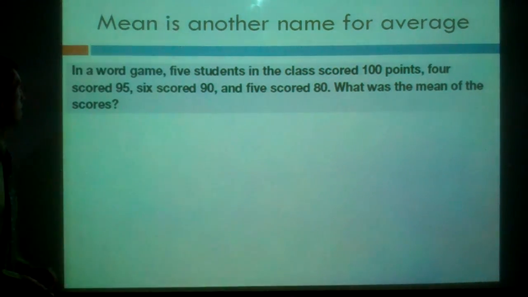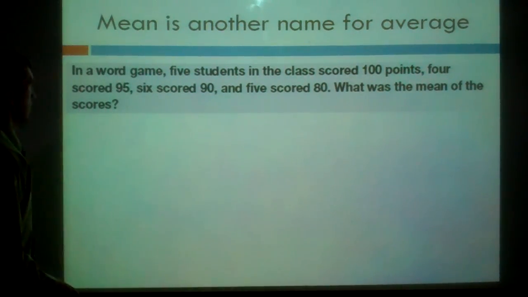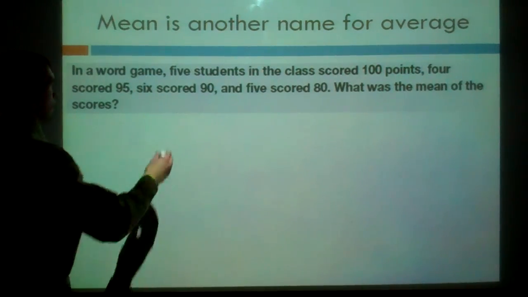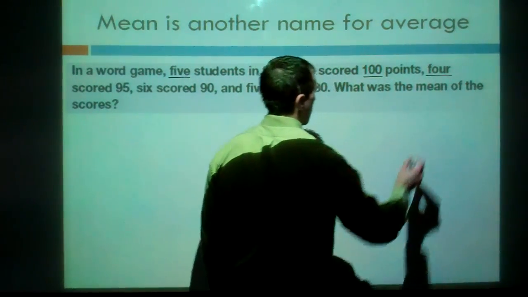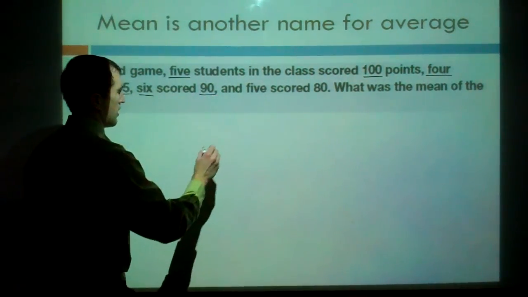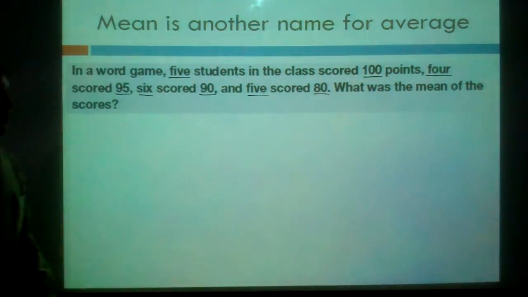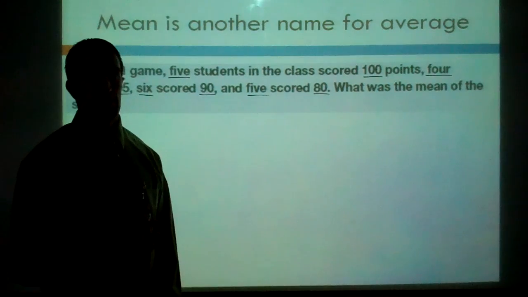They're the same thing. Alright, so in a word game, 5 students in the class scored 100 points, 4 scored 95, 6 scored 90, and 5 scored 80. What was the mean of the scores? This one's a little tricky, but we can see that we're going to have 5 that scored 100, 4 that scored 95, and 6 that scored 90, and 5 that scored 80. So we have to be careful because there aren't just 4 numbers. We have a lot more than that.